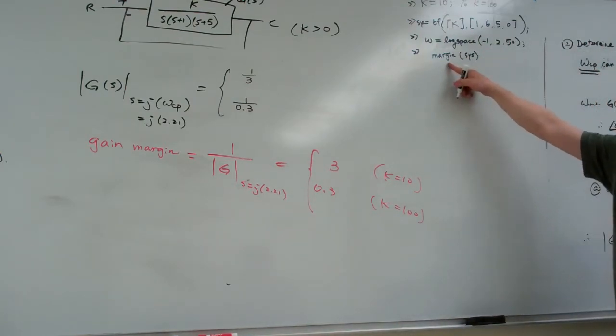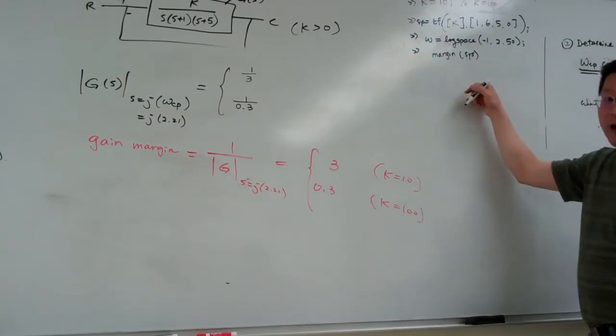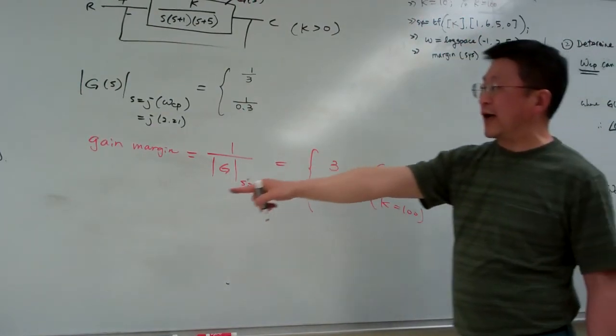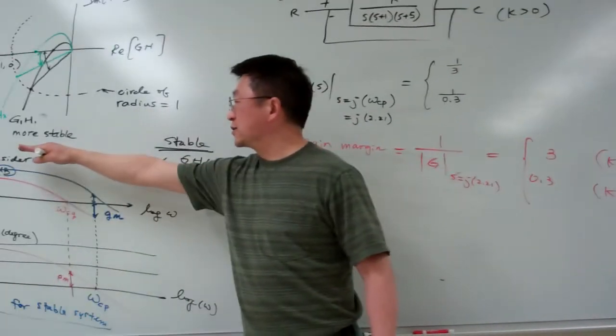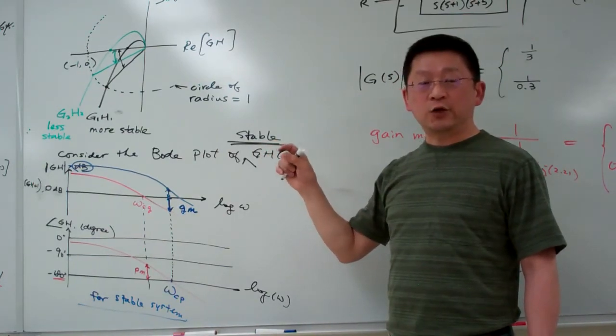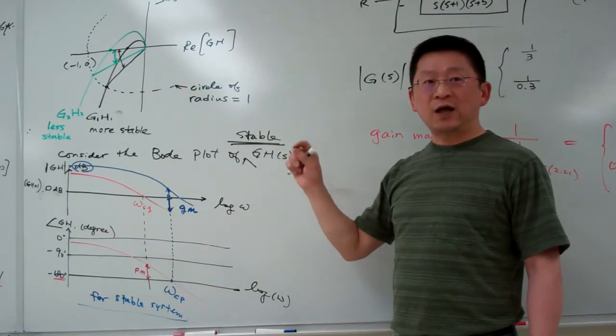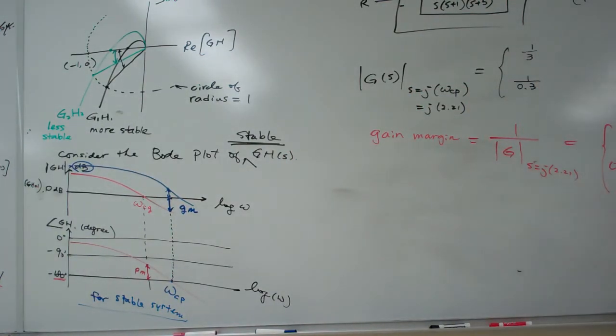So once you use the margin command, MATLAB will give you a Bode plot, and in addition to the Bode plot, on the top MATLAB will give you a note saying the phase margin is how much and the gain margin is how much. So basically, MATLAB will do the calculation for you.